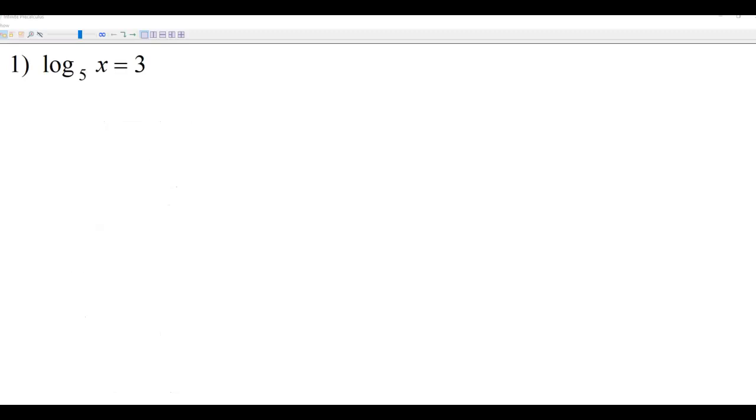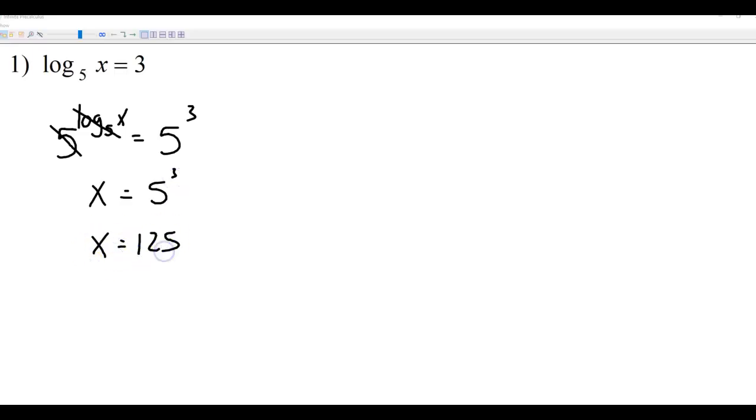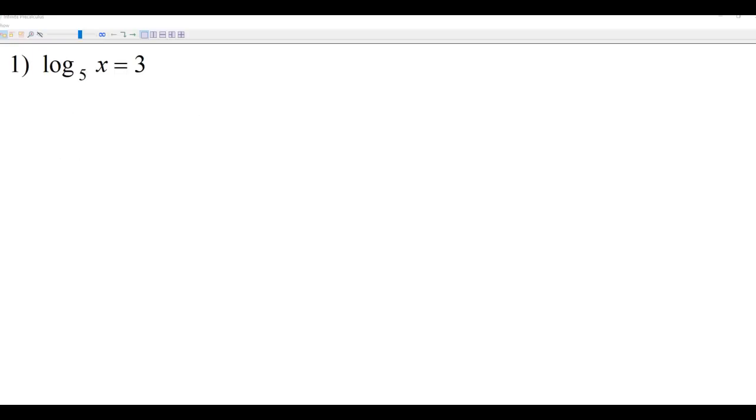All right, so let's go ahead and put that to practice here. I'm going to exponentiate both sides using what number? 5. All right, now this cancels this, and I'm left with x equals 5 to the third, and therefore x must be equal to 125. All right, so that's our first example there.